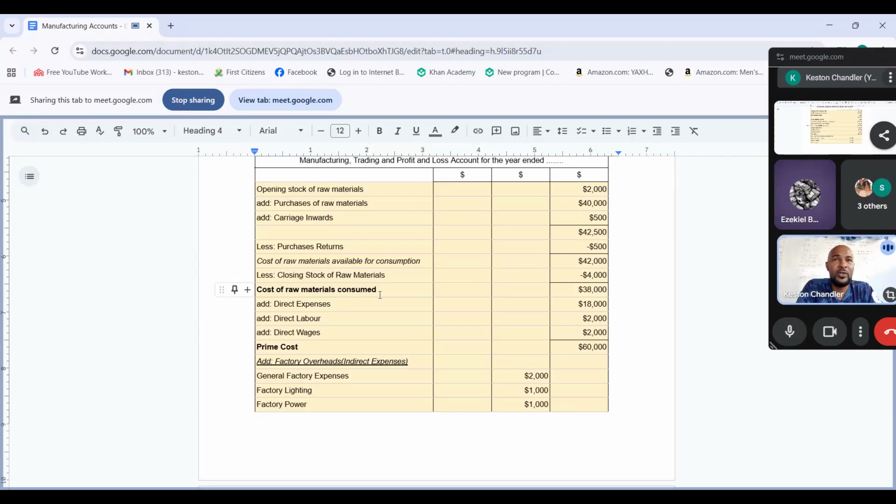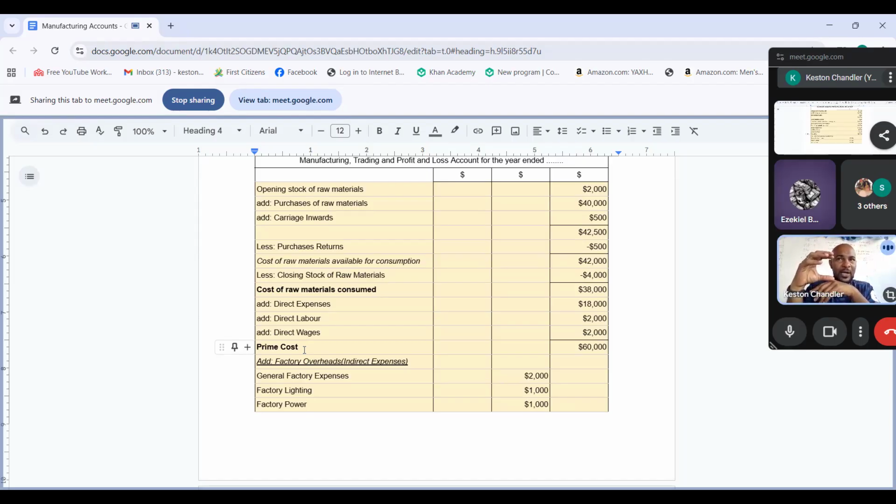Now, once we are completed with that, we need to add our other direct expenses. These will be, like I mentioned, any kind of direct expense. Usually the question will specify direct labor, direct wages, right? We will add these together and this will constitute what we refer to as our prime cost. So prime cost is only made up of direct expenses: direct materials, direct wages, direct labor, direct expenses, all direct.